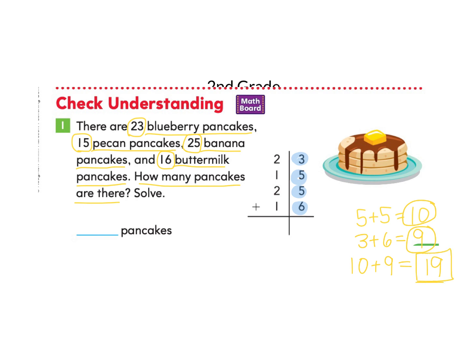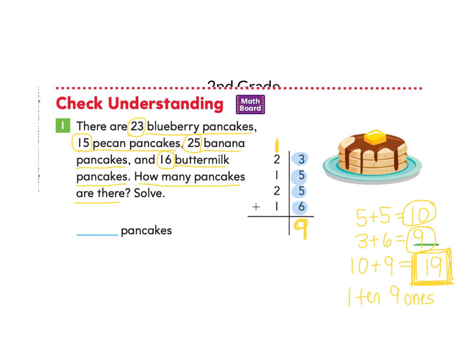So I have 19 ones, and I need to regroup them. I know that 19 ones is actually one group of 10 and 9 ones. So I'm going to record that. I'm going to put my one group of 10 here, and I'm going to put my 9 ones here in the ones column.